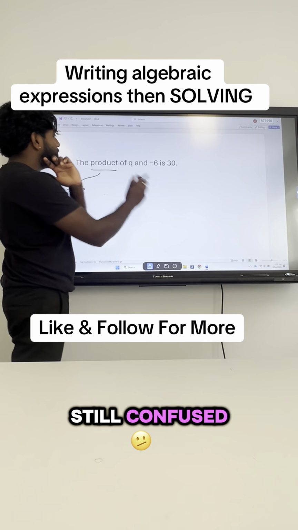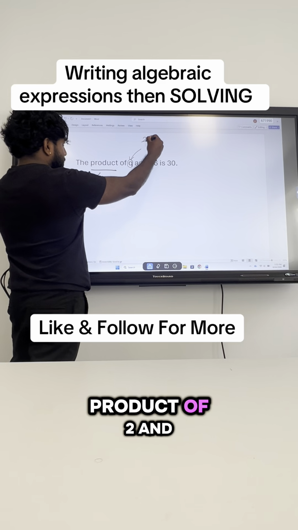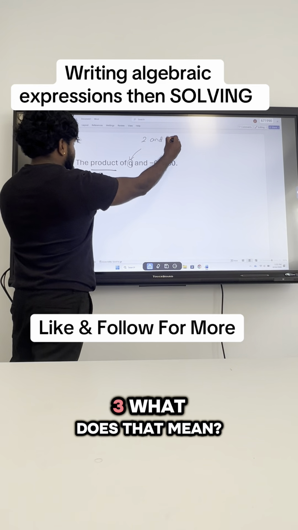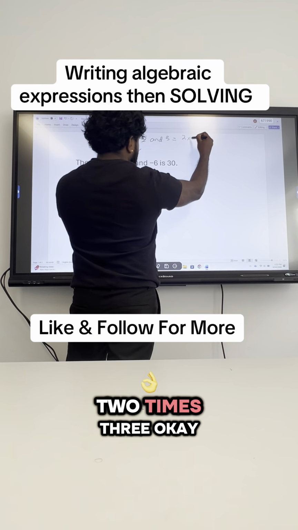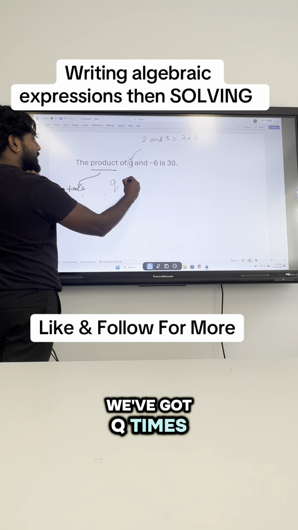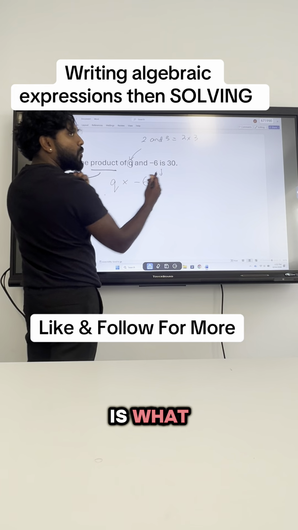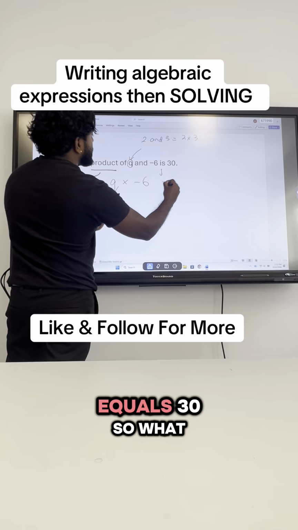If you're still confused, change this letter q to a number. The product of 2 and 3. What does that mean? 2 times 3. Okay, but in this scenario, we've got q times -6. The word is what? Equals 30.